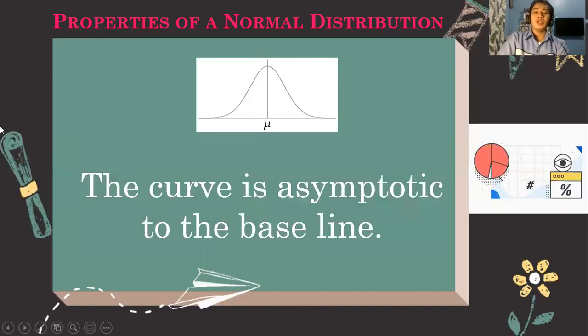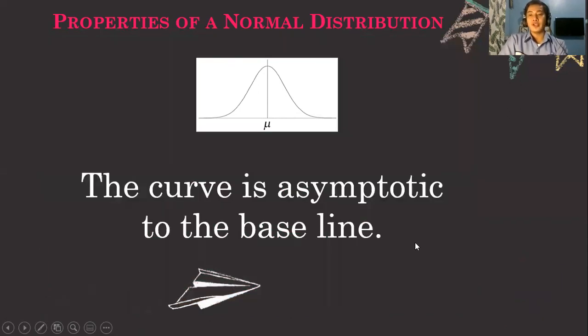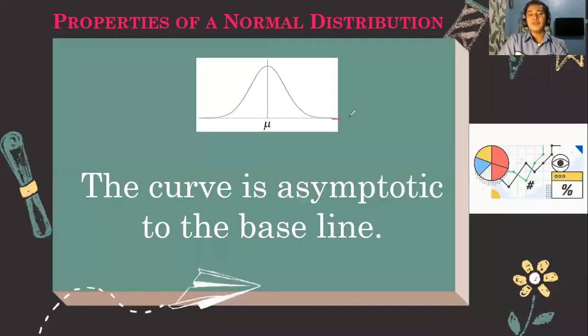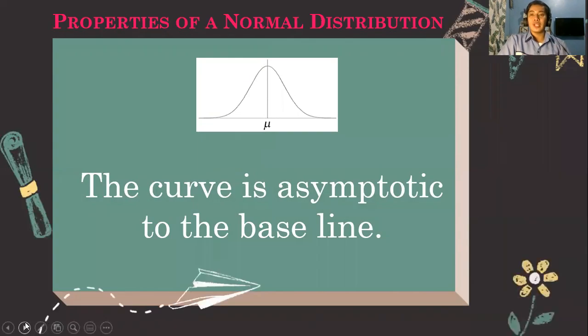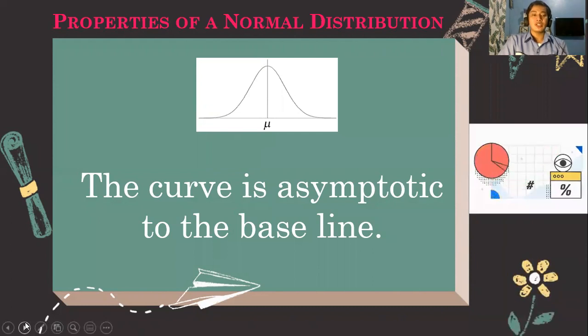Next, the curve is asymptotic to the baseline. So as you can see, if we illustrate a normal curve, even if you extend this horizontal baseline, it may seem that the curve touches the baseline, but it will never touch the baseline because it is asymptotic to it. That is why the normal distribution is also a continuous distribution, because there is continuity along the horizontal baseline. So it never ends. As it goes to the left and to the right, it will never touch that baseline.